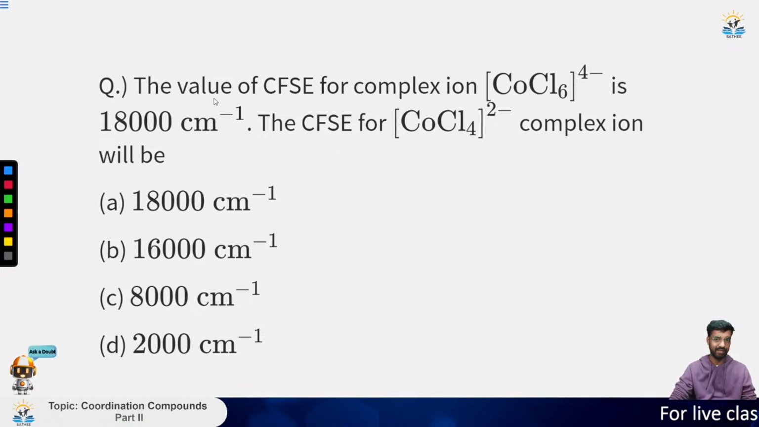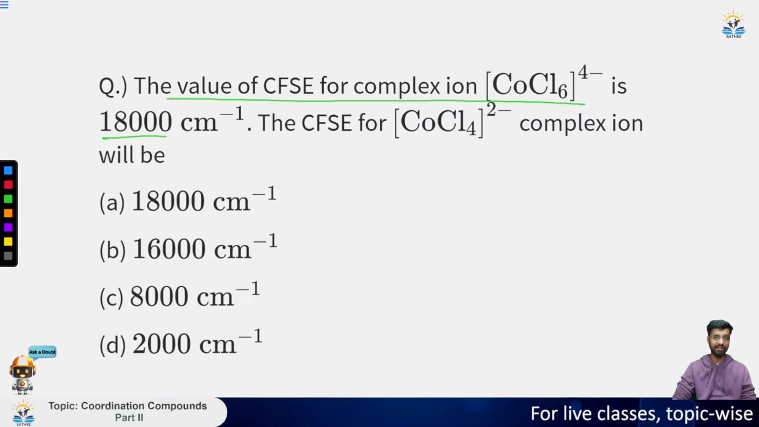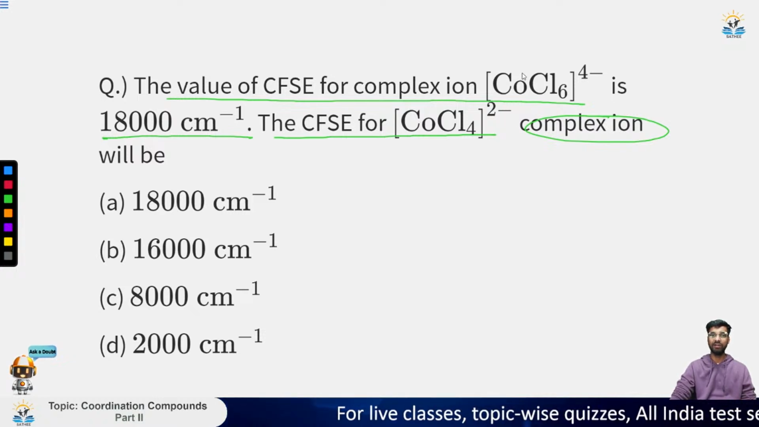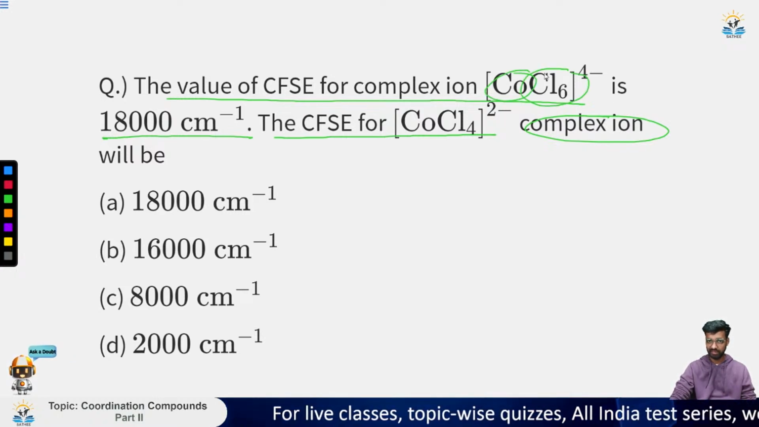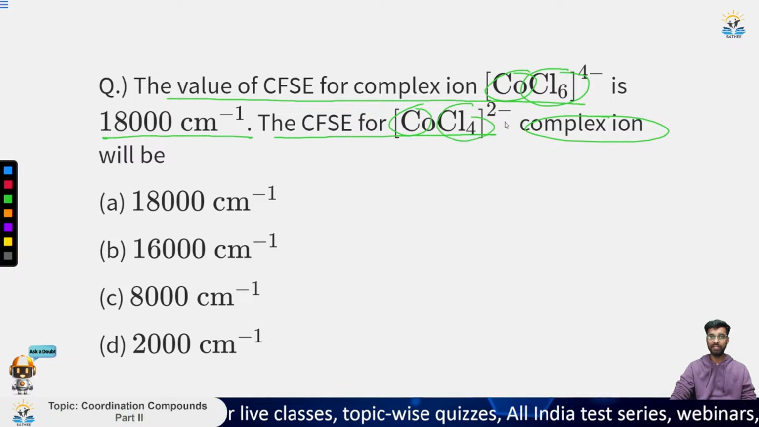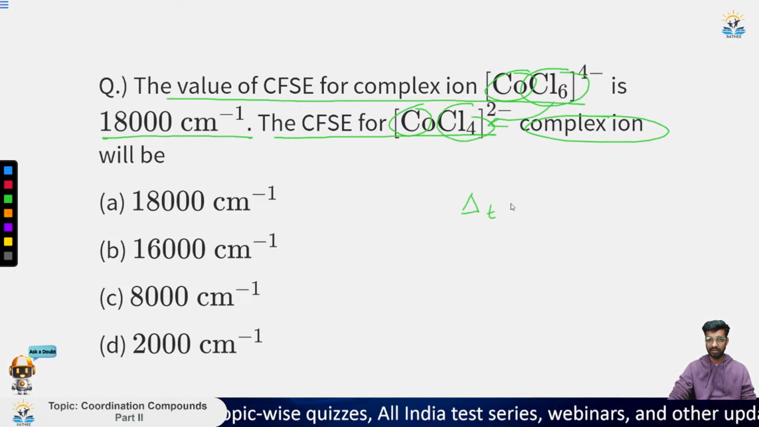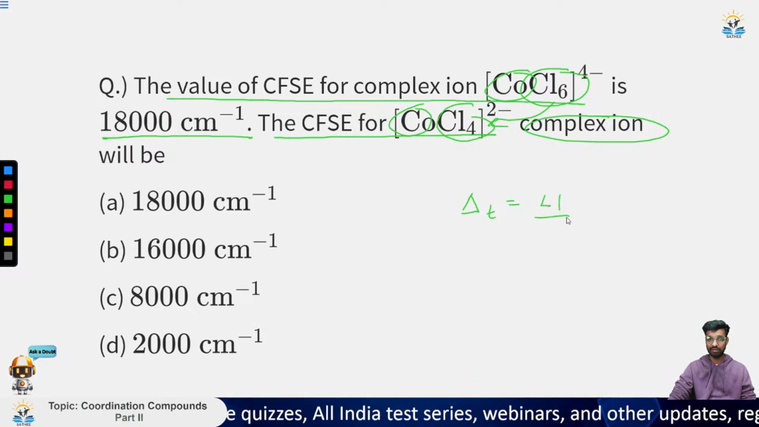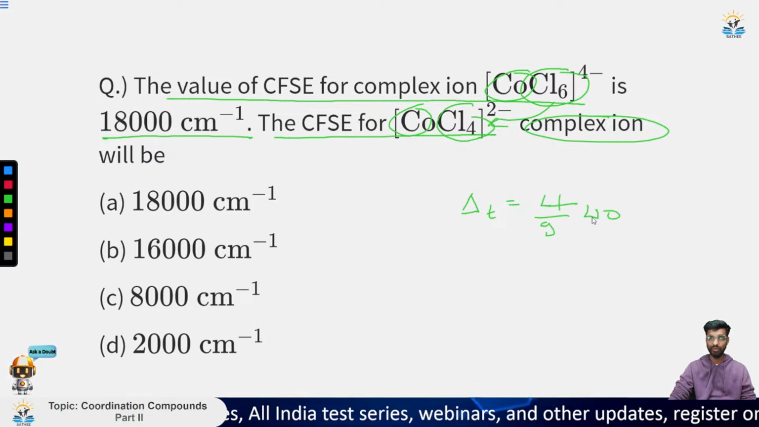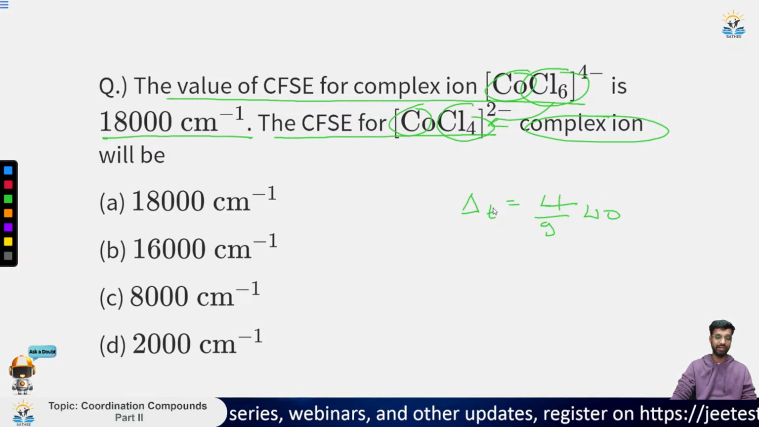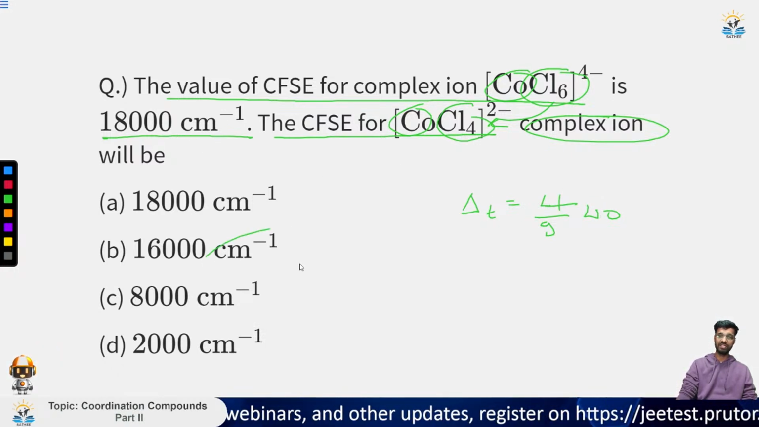Now this is a good question that we have here. The value of CFSE for the complex is 1800 centimeter inverse. What is the CFSE for the CoCl4 2- complex? What we are seeing here is that we have the same metal ion and the same ligand, we are just changing the coordination number from 6 to 4. So simply you will use this formula which says that delta T is equal to 4 by 9 delta naught. We have the value of delta naught here, that is 1800, and we will put this value in and get our answer. Whatever answer comes is the right answer.